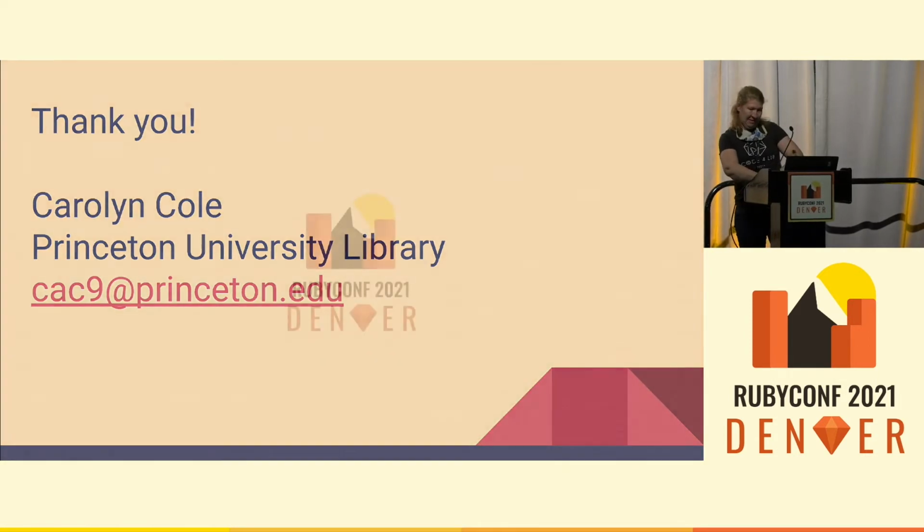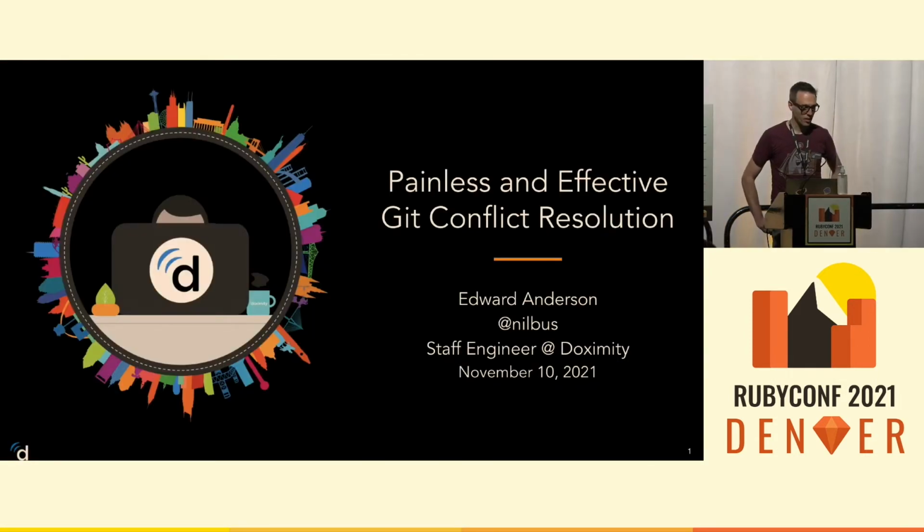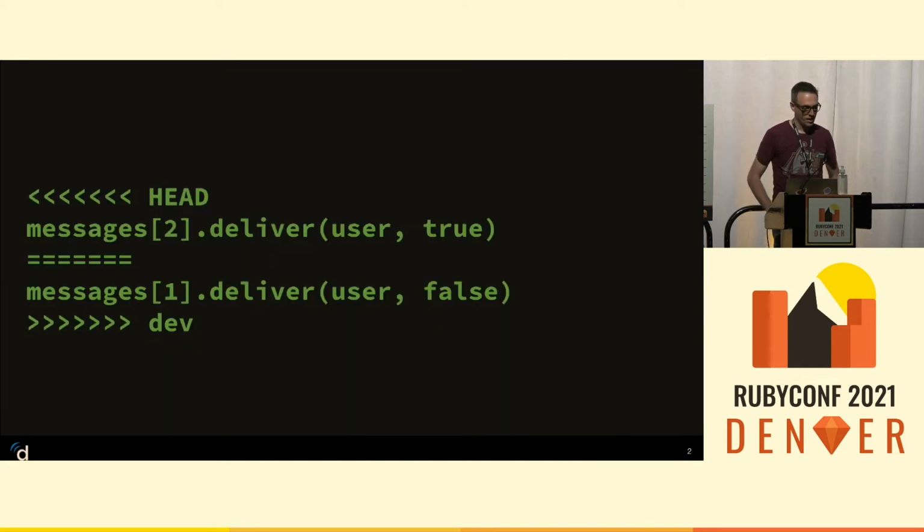Awesome. All right, good afternoon, everyone. I am anonymous person number 6, aka Edward Anderson. I am a staff engineer at Doximity, and I'm going to talk to you about conflicts today in Git. Give me a shout out if you hate Git conflicts. I hate Git conflicts.